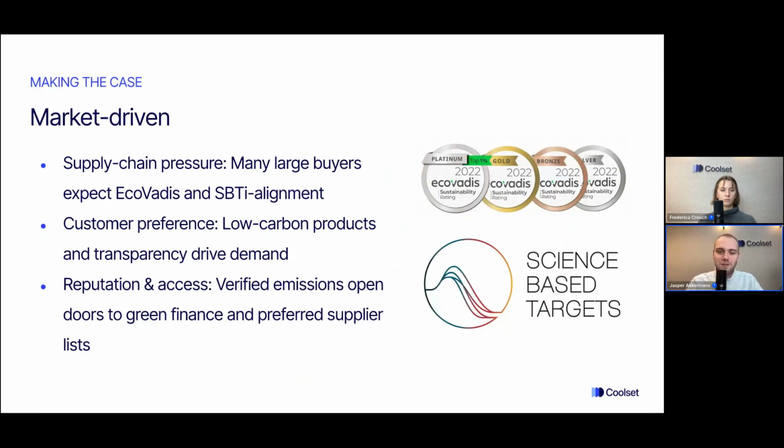Anyone that's been bombarded with ads in the last year will know that a lot of companies now integrate sustainability as a core part of their business model, and that has to do with the way customers choose their products. And carbon accounting is a big part of that, because if you want to state that you're doing something, you often need to mention your emissions in these reports. And of course, also reputation and access. So verified emissions open doors to green finance and preferred supplier lists.